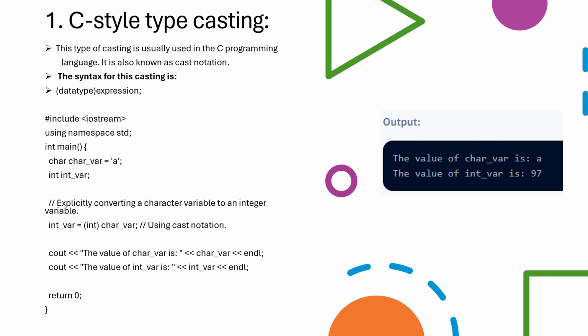So what will be the output? The value of the character does not change; it is presented as a. The value of the integer is converted and presented as 97. This is the value of a, 97.